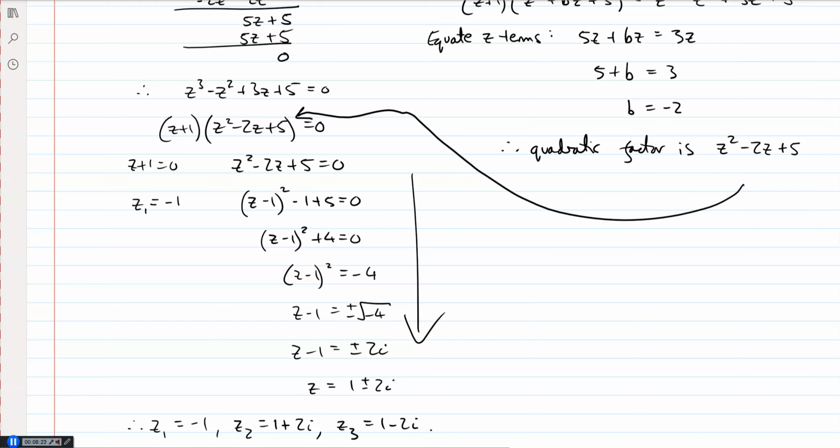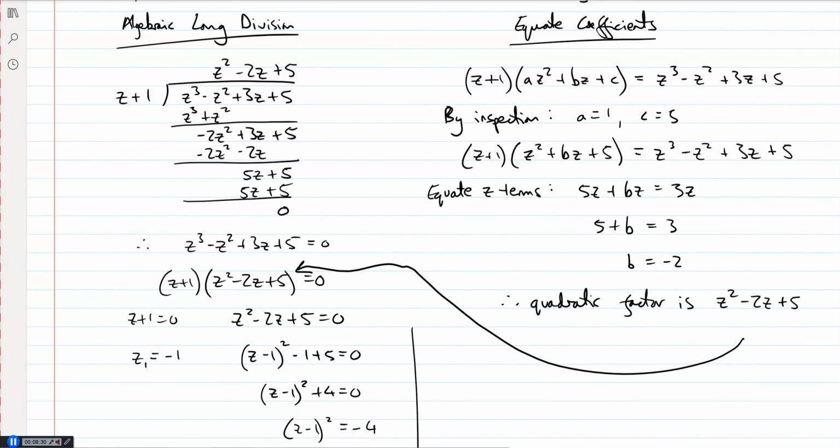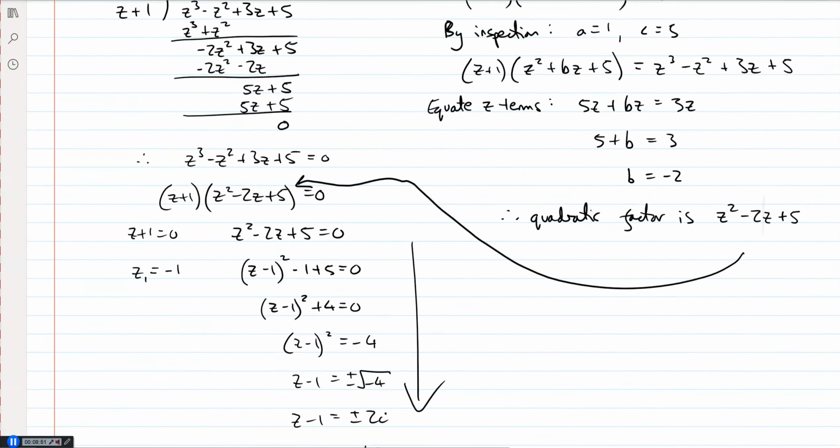That's it. So cubic, we've got 1 real root here, 2 complex roots. We can use algebraic long division to get our quadratic factor. We can use equating the coefficients to get our quadratic factor. We can complete the square to solve. We could use the quadratic formula to solve if we wanted to. Obviously, if it was all 3 real roots, then it would factorize, or you'd get real numbers with your quadratic formula. But most of these questions are going to involve complex roots because that's what we're looking at.